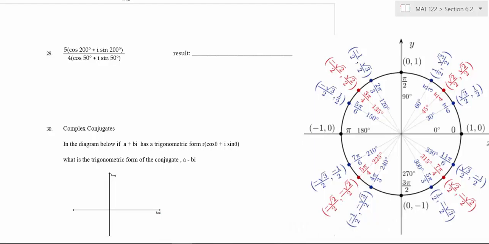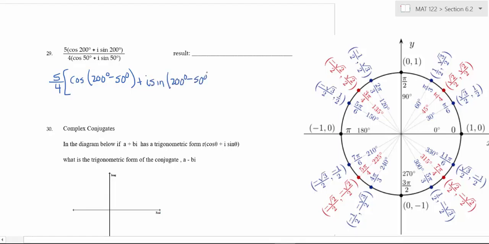Okay, so here's what you should have done on this problem. First of all, divide the radius. The one radius is 5, the other one's 4, and then subtract the angle. So you're going to do cosine of 200 degrees minus 50 degrees plus I times the sine of 200 degrees minus 50 degrees. That will give you 5/4 times the cosine of 150 degrees plus I times the sine of 150 degrees, like that. So that is the trigonometric form of the answer.